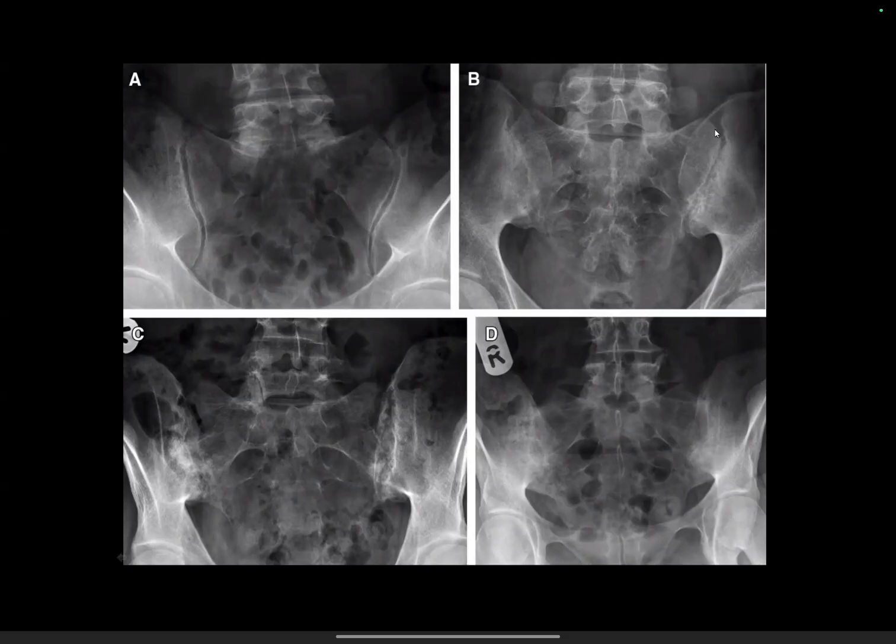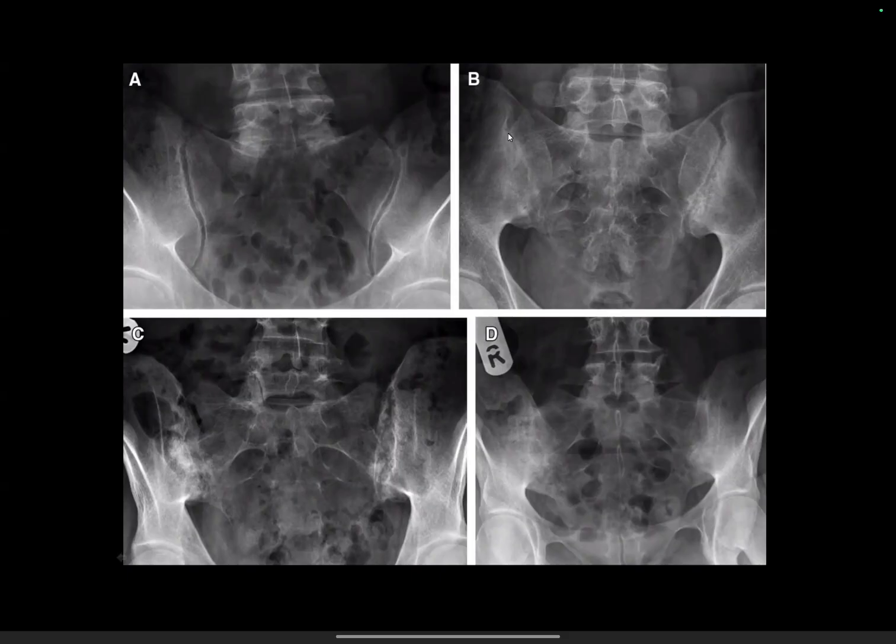In this image, what are we seeing? We are seeing in the mid portion for a significant amount of length, there is reduced joint space. There is sclerosis and subchondral sclerosis both on the sacral as well as the iliac side, and some subchondral lucencies also. This is grade 2.